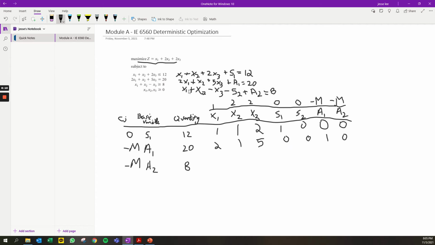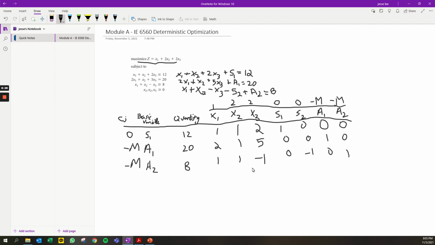Third constraint, x1, we have 1. x2, we have 1. x3, we have minus 1. S2, we have minus 1. A2, we here have 1. And then fill the rest with zeros.